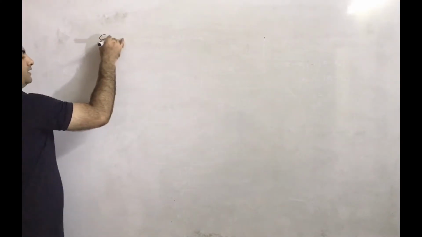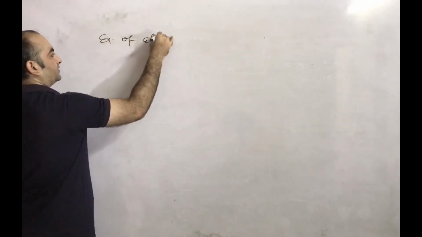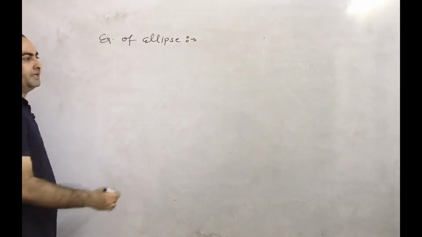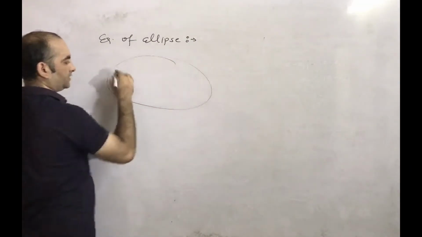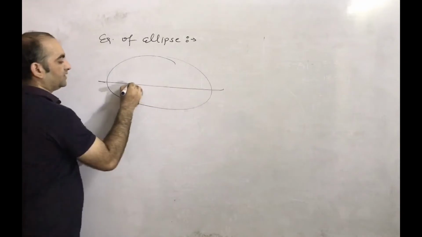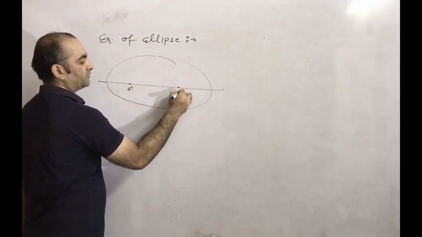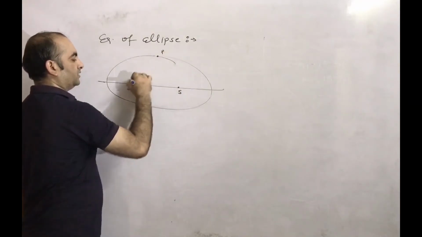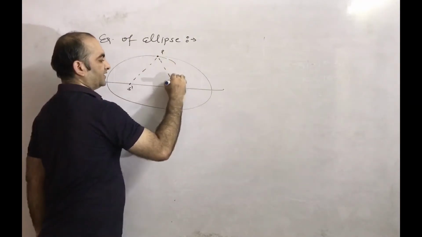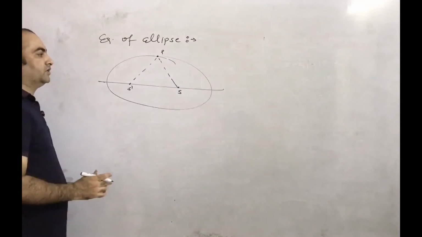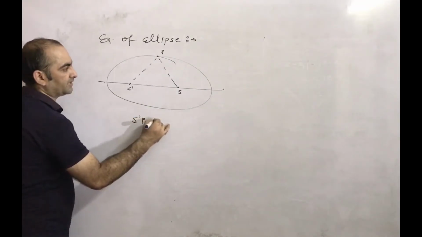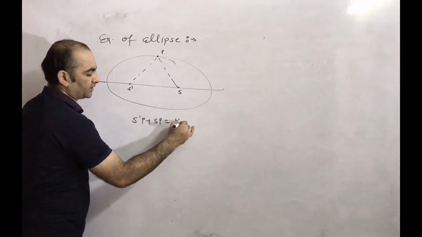Next we are discussing the equation of an ellipse in complex numbers. In Cartesian form we know that this one is S dash, a focus, and this is S. There are two foci, S dash and S, and the point P will be here. If you join S dash P and SP, we get this. So for an ellipse, S dash P plus SP should be equal to a constant K.